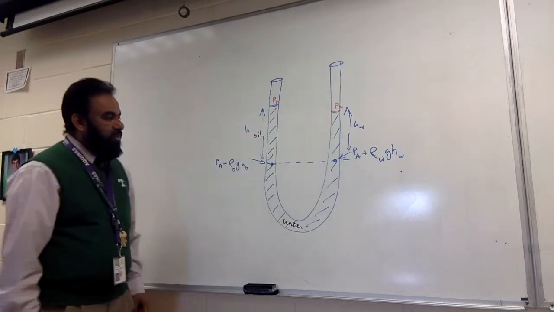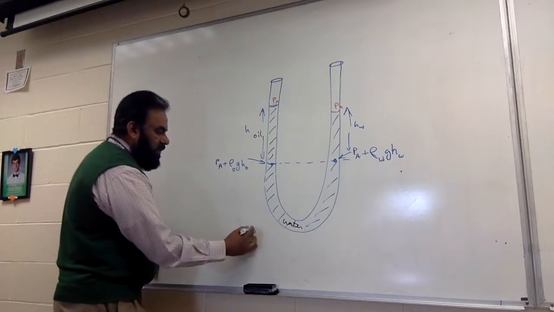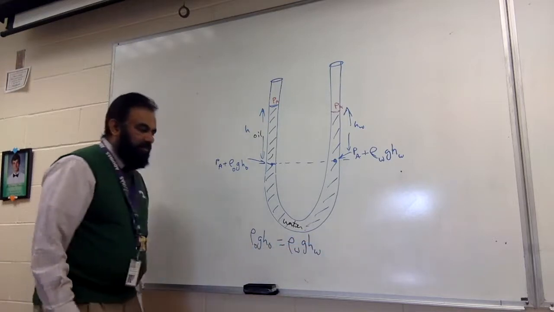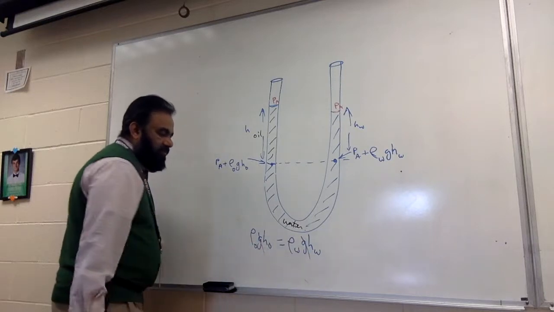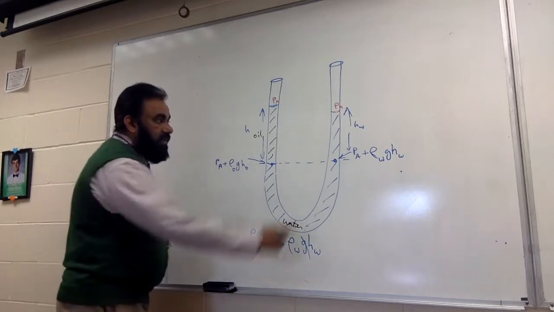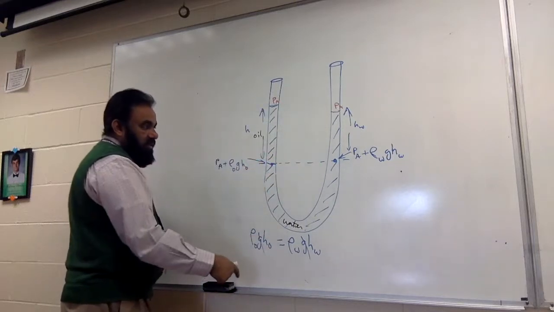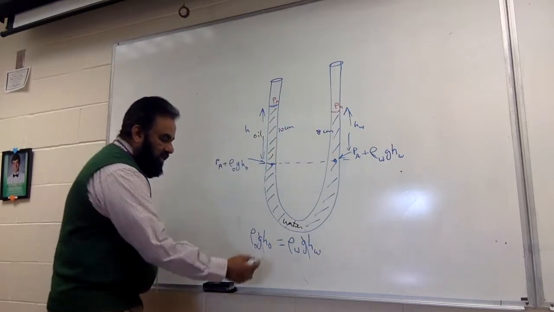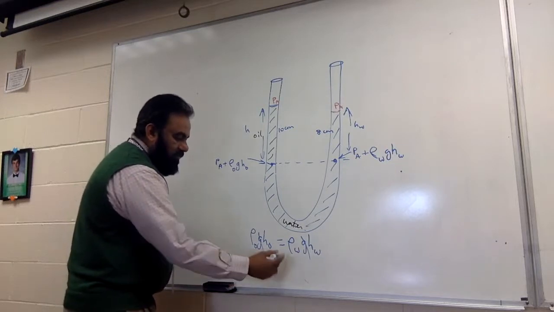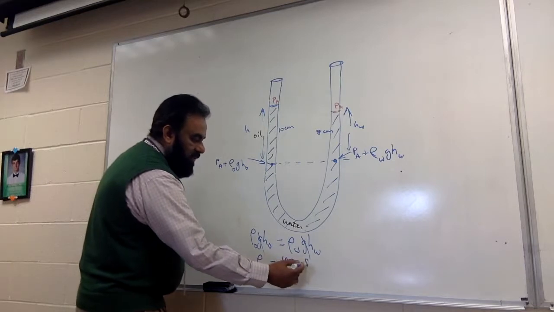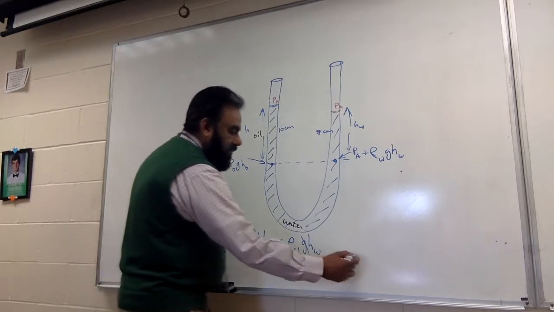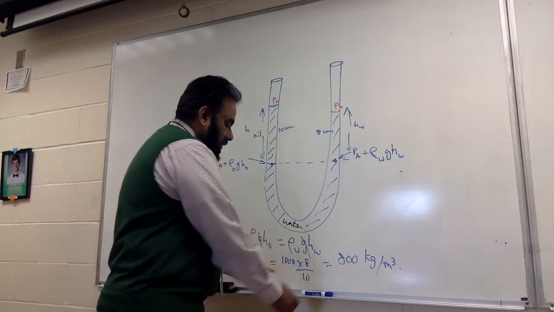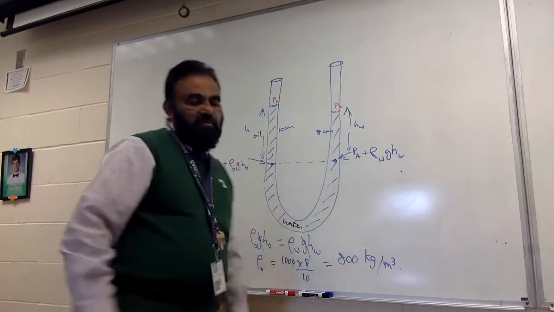There will be a level difference between the two. Now equating those two, we end up getting rho of oil g h of oil is equal to rho of water g h of water. So g cancels off. So if you know the density of water and the height of water and the height of oil, say let's say this is 8 centimeters and that is 10 centimeters, if you do it experimentally, you can just substitute: rho of oil is equal to 1000, which is the density of water, times 8 over 10. So it will be 800 kilogram per meter cube. So this is a way of determining the density of oil by using this manometer.